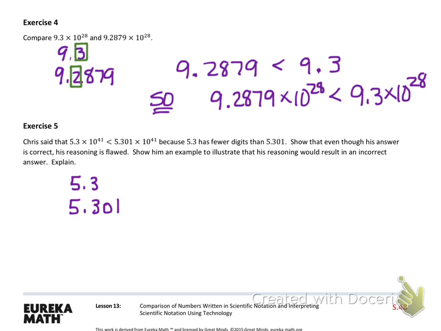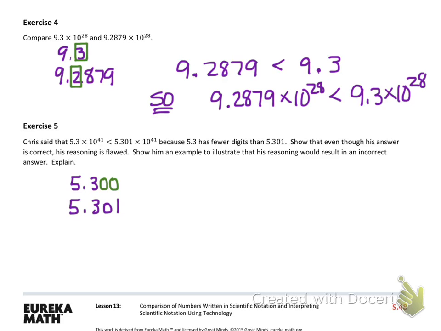Chris said that 5.3 times 10 to the 41st is less than 5.301 times 10 to the 41st because 5.3 has fewer digits than 5.301. Show that even though his answer is correct, and it is, his reasoning is flawed. And show him an example to illustrate that his reasoning would result in an incorrect answer, and then explain that. Okay, so I'll attempt to explain it, and you'll have your own method for explaining it.